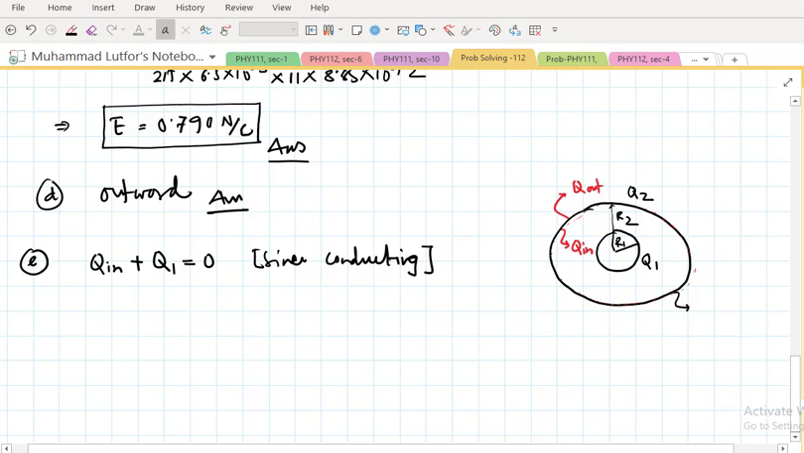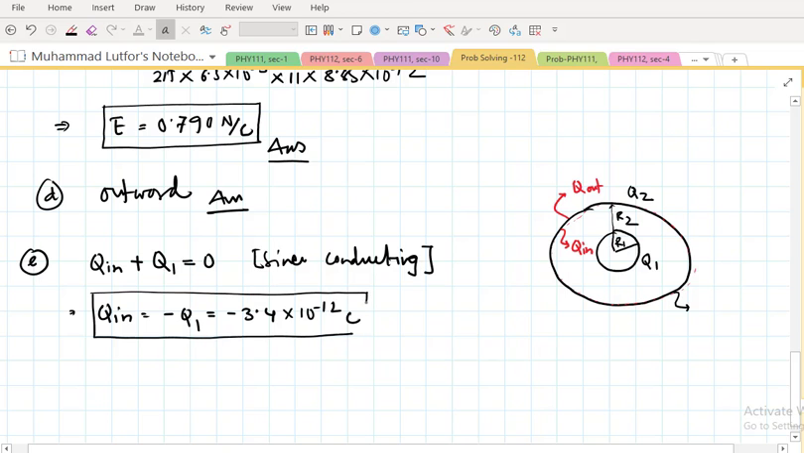So that's why, since I choose the Gaussian surface at the inner surface, which encloses the charge Q inner and that Q1, which is charged at the outer surface of that cylinder, that must be going to be 0. It means that my Q in must be equal to minus Q1, which I can say will be minus 3.4 into 10 to the power minus 12 Coulomb. So this would be actually the charge on the inner surface of that shell. And what about that outer surface?